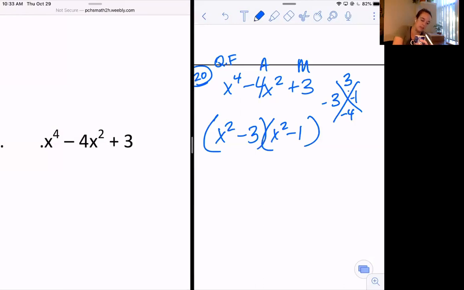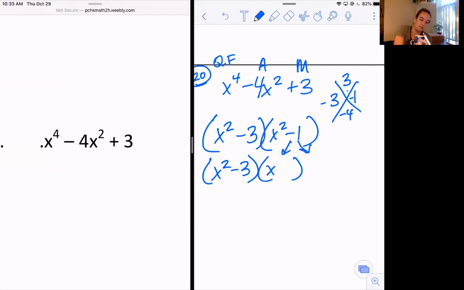Cool. All right, there's nothing I can do with x squared - 3, but I can break this one. This is now the difference of squares. So I have x plus 1, x minus 1.